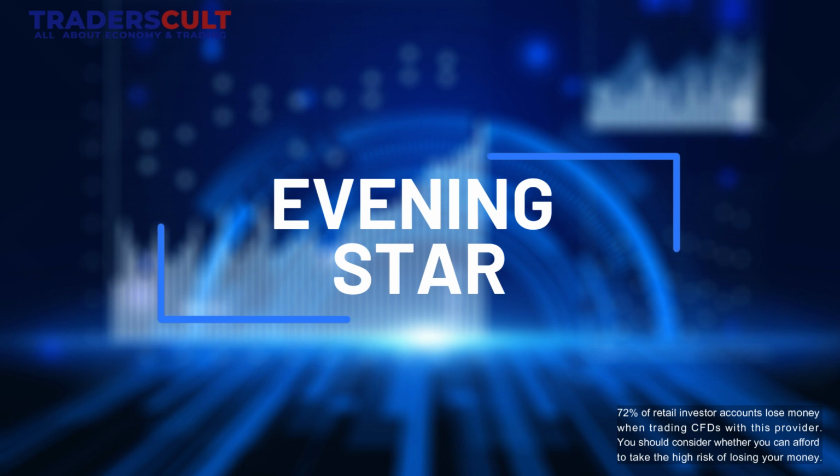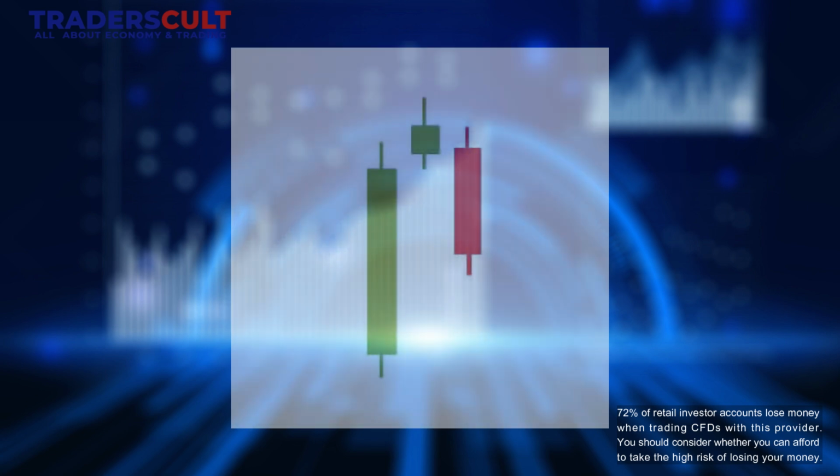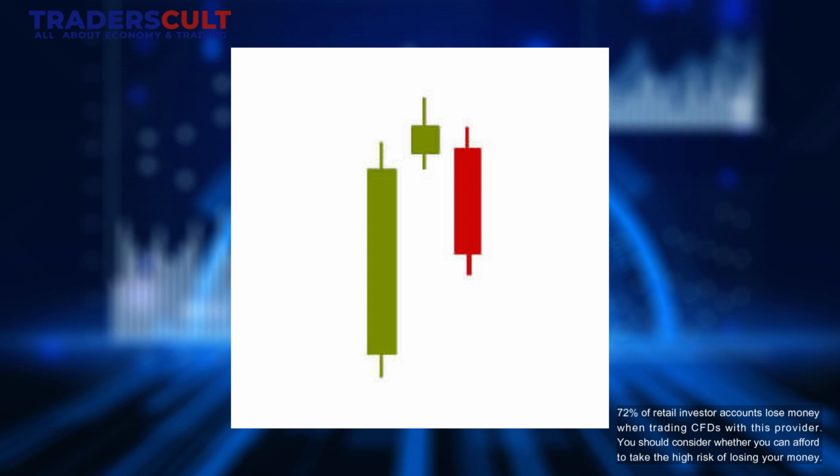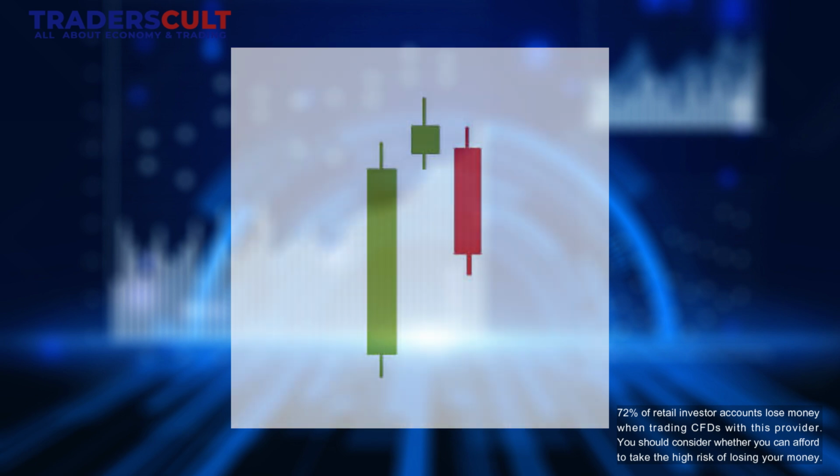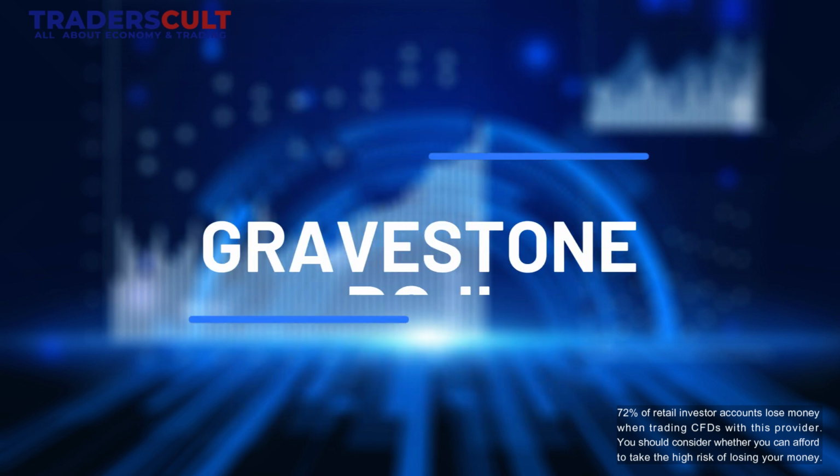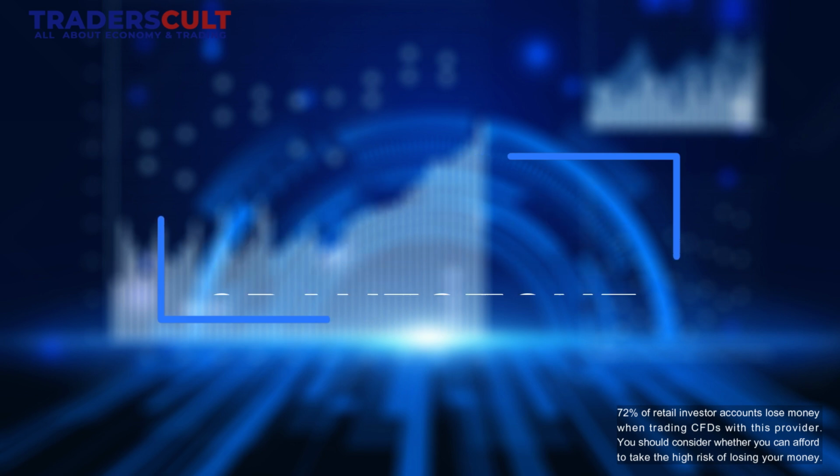Evening star. The evening star, often marking the end of a trend, includes 3 candles, a very long bullish first candle, a shorter-bodied bullish second candle above the first's price range, and a bearish third candle closing around 50% of the first's price range.